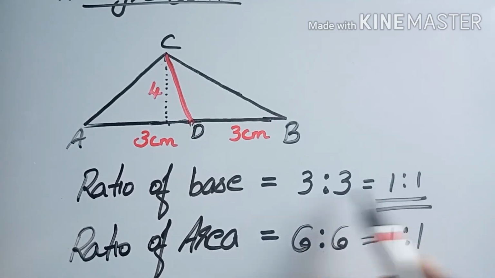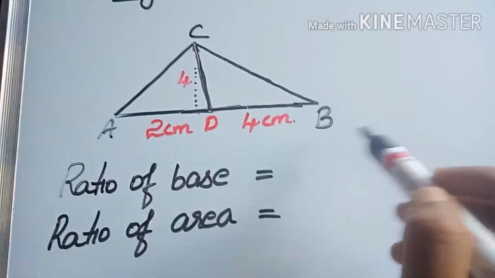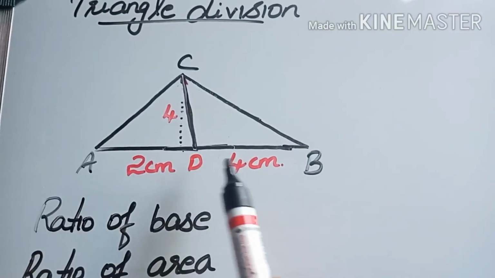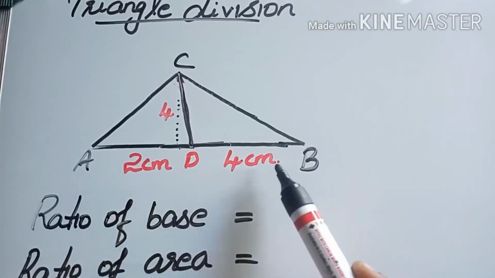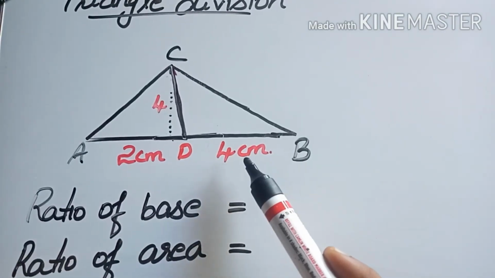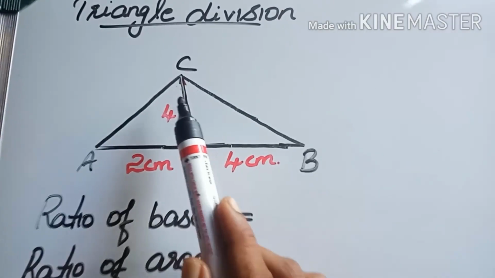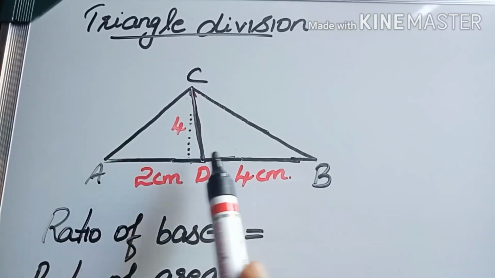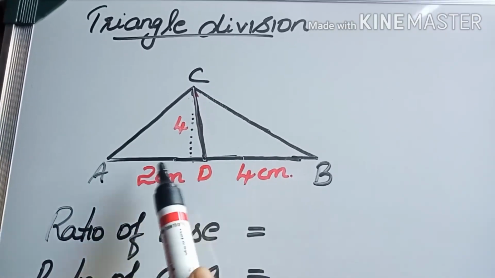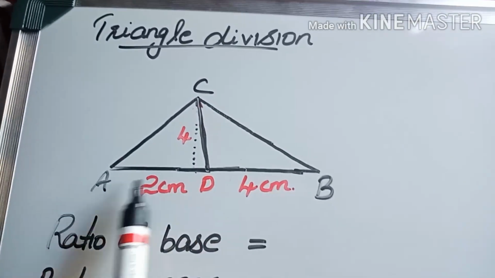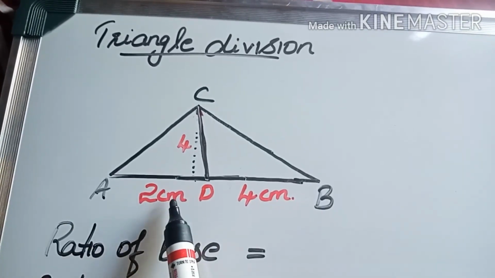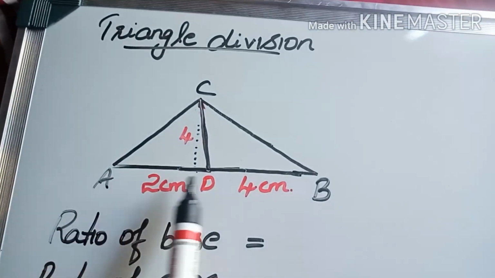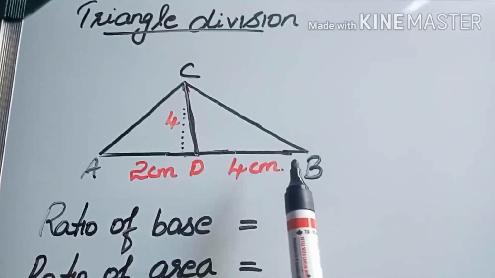Now let's consider another example. Consider this triangle. Here the line CD divides the base into two parts, a 2 centimeter part and a 4 centimeter part. We can draw any line from the upper vertex C to any point on this base line, and that line will divide the triangle into two parts. Here the triangles are not equal because the base is different. The first part is 2 centimeter, the second part is 4 centimeter.